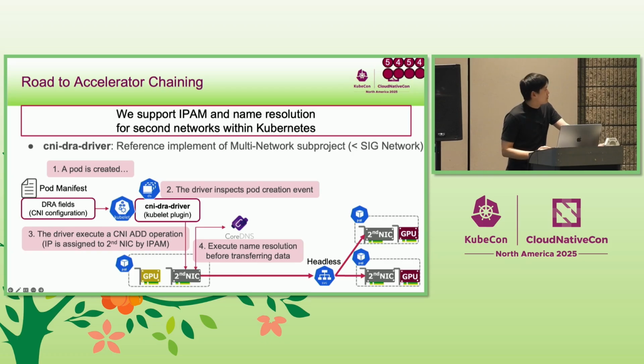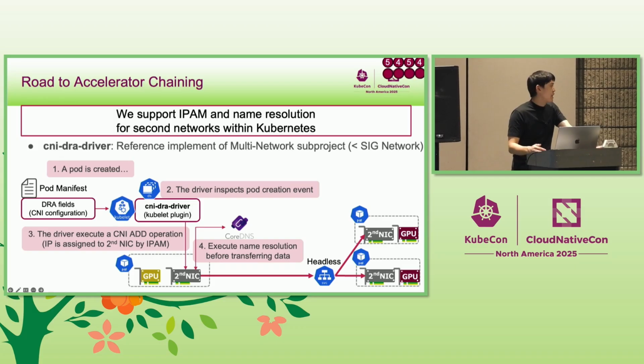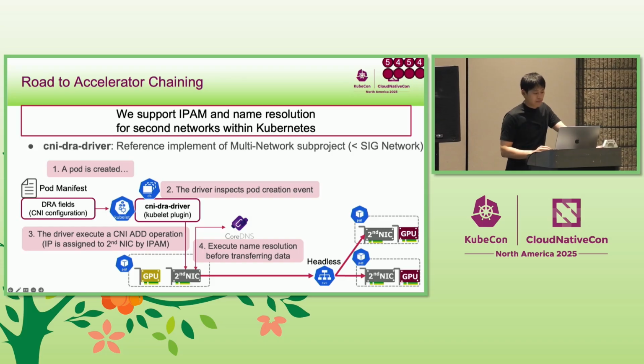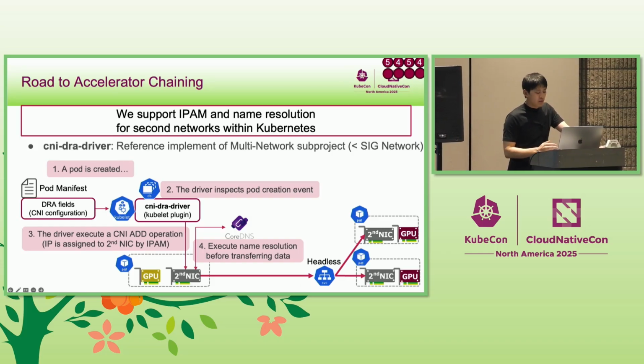In the future, to realize accelerator chaining, we would like to support IP address management and name resolution for secondary networks within Kubernetes. For this plan, we use the CNI DRA driver, which is a reference implementation of the multi-network subproject under the Kubernetes network working group. Let me briefly explain how it works.